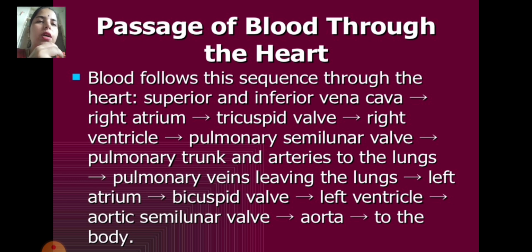Passage of blood through the heart. Blood flows in this sequence through the heart: superior and inferior vena cava, right atrium, tricuspid valve, then right ventricle, then the pulmonary semilunar valve, pulmonary trunk, and arteries to the lungs. Pulmonary veins leave the lungs, then left atrium, then bicuspid valve, left ventricle, aortic semilunar valve, aorta to the body.